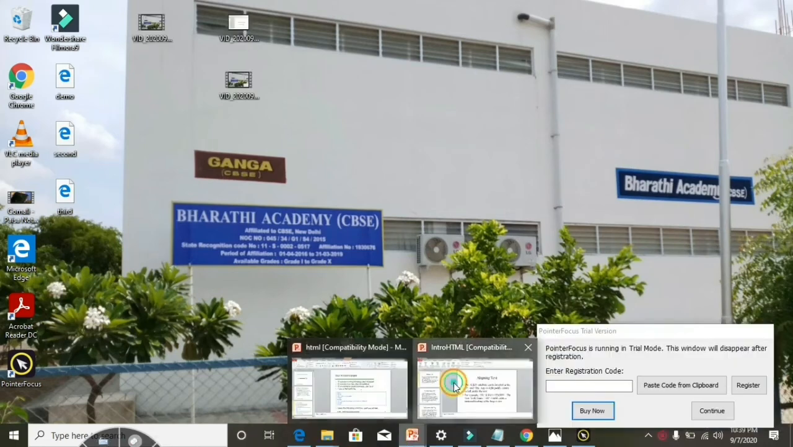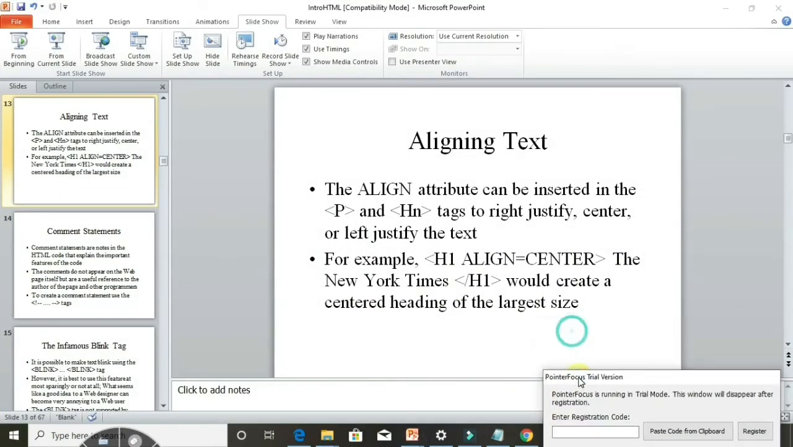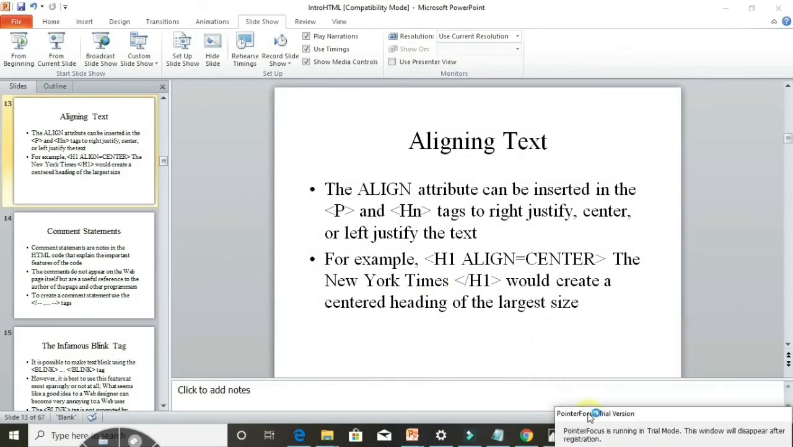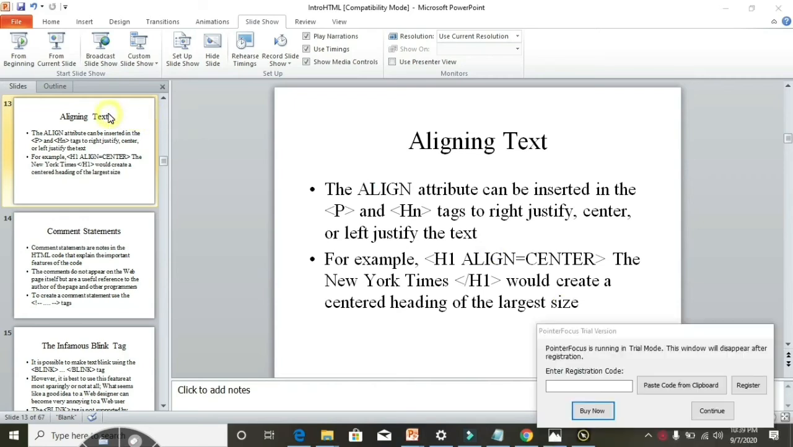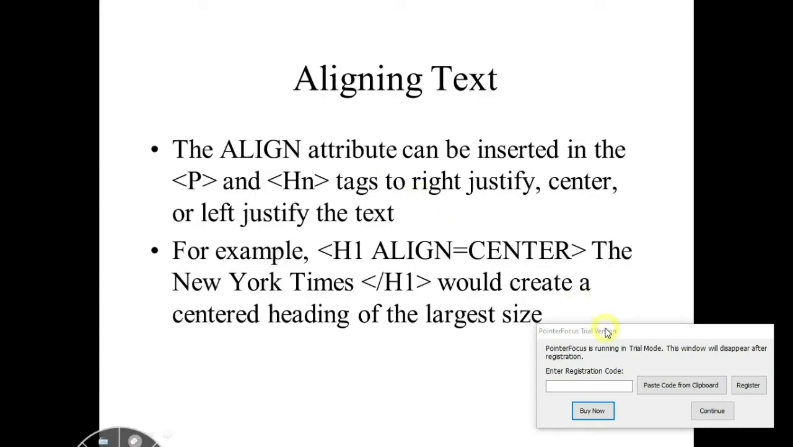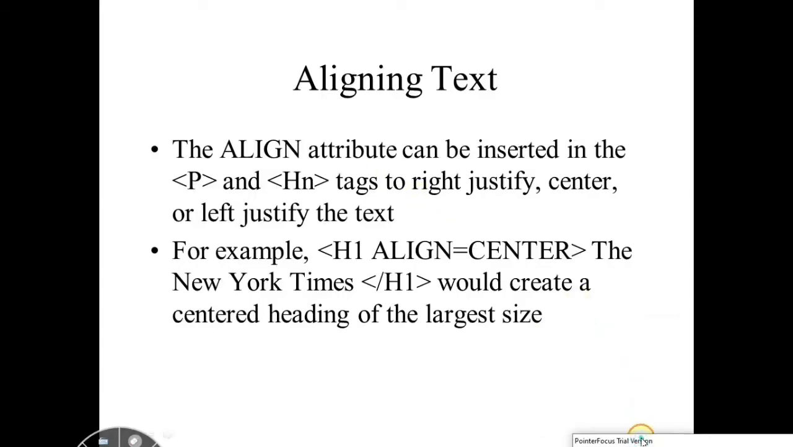Yes, so far we discussed HTML programming, how to write simple programs in HTML, and working with HTML tags. I will explain more tags available in HTML programming. So next we are going to see aligning text. You want to present a paragraph in your website, you can use a p tag, a paragraph tag. How to align it? The align attribute can be inserted in the paragraph tag and h1 tags to right justify, center or left justify the text.